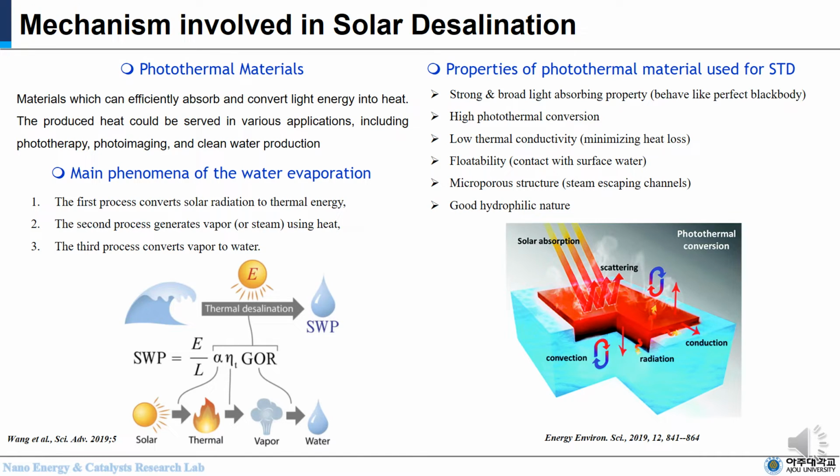Moving on to the properties of photothermal materials for solar thermal desalination. The photothermal material should behave like a perfect black body, that is, it should have strong and broad light absorbing properties. It should have high photothermal conversion and low thermal conductivity to minimize heat loss. It should easily contact the surface water, that is, be hydrophilic, and it should also be floatable. It should have microporous structures through which the generated steam can easily escape through microporous channels.